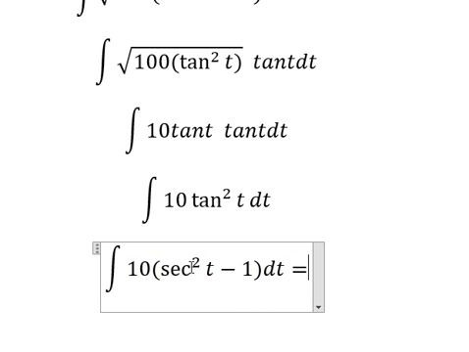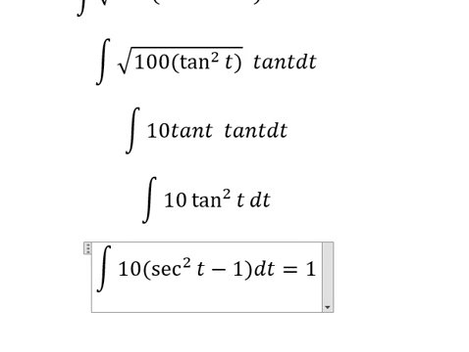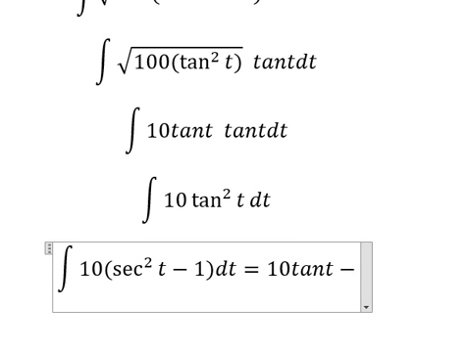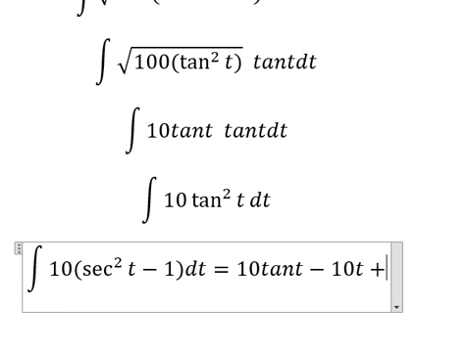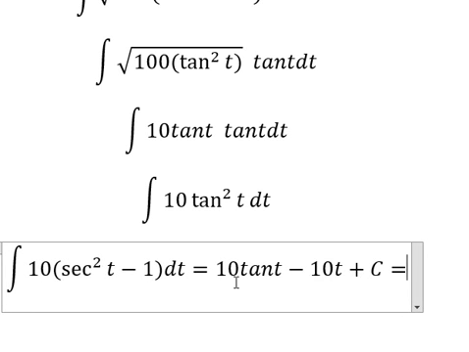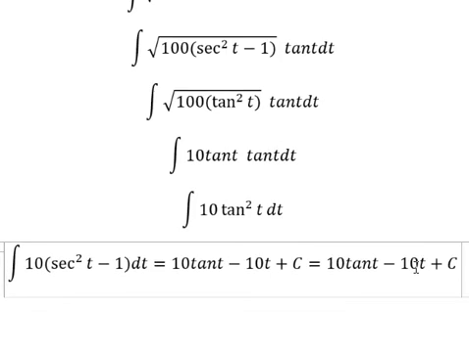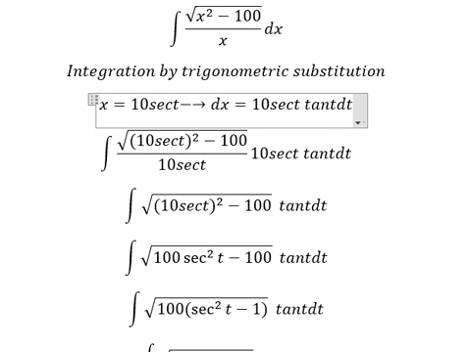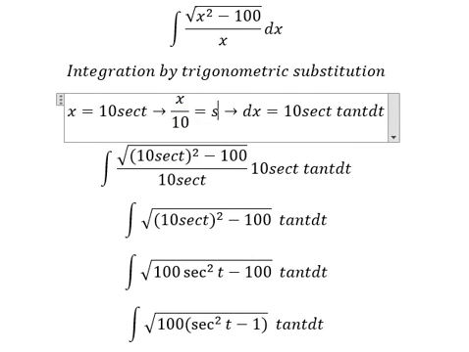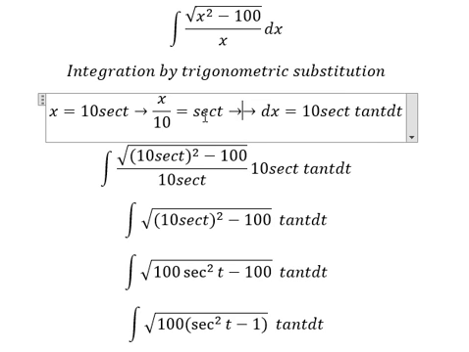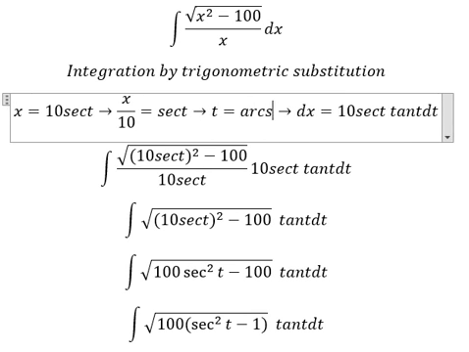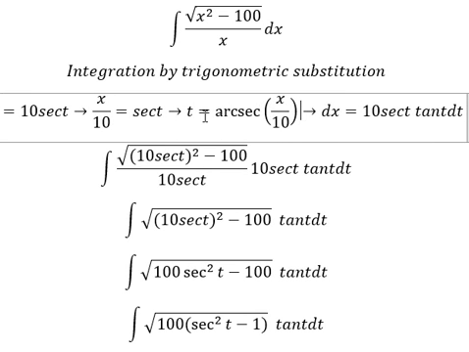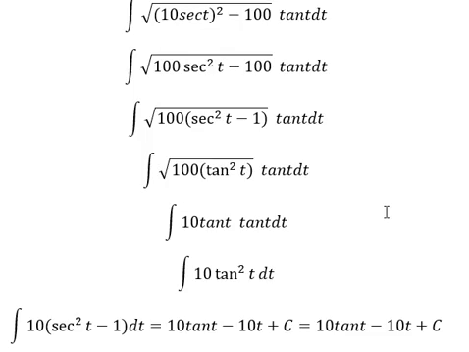The integration of secant of t square, you get tan t. The integration of number 1, and we have number 10 in here, you get t, and we put c. About t in here, we need to return back in here. So we divide both sides by number 10. And we get t equals arc secant of s over 10. So we put this one to replace for t.